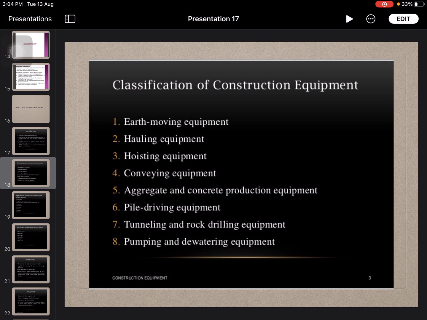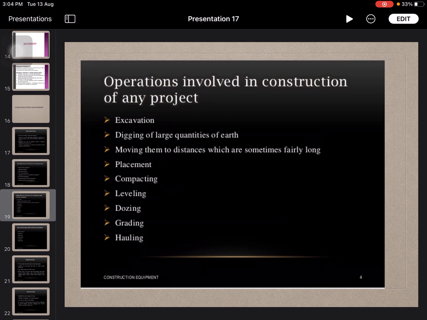So mainly, what are the operations that are going to be done? They are nothing but digging, excavating, moving to distant places, placing, compacting, leveling, dozing, grading, and hauling. This is where the equipment will have a lot of role to play.